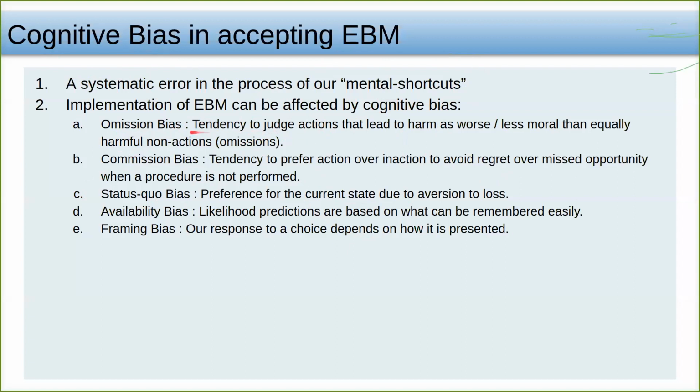Omission bias basically is the tendency to judge actions which lead to harm as worse than equally harmful non-action. And commission bias is the tendency to prefer action over inaction to avoid the regret over missed opportunity. Now, these two biases are commonly there in all of us. Omission bias, probably more because we tend to avoid harm as compared to commission bias. But both of these biases can affect the way we implement evidence-based practice.